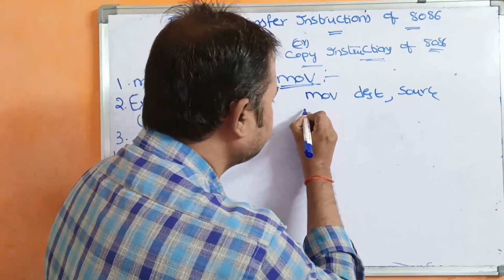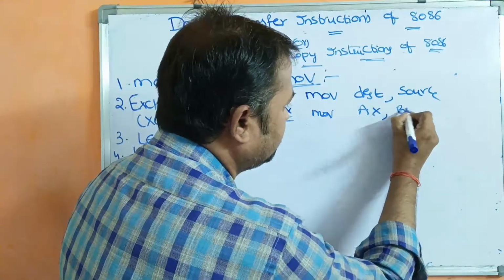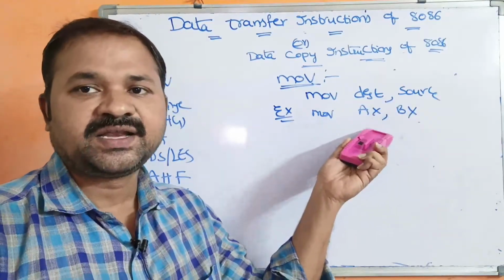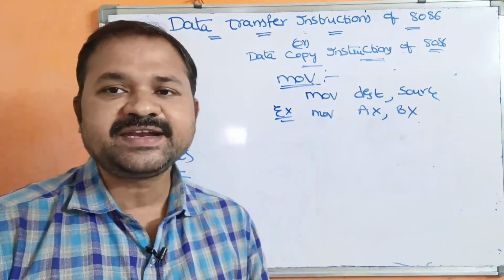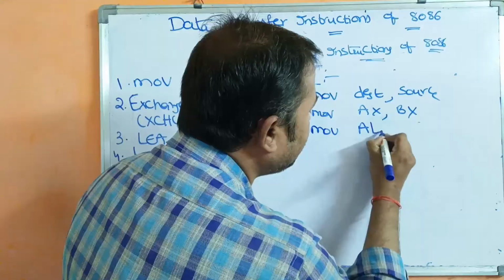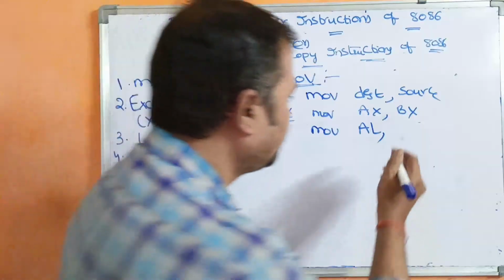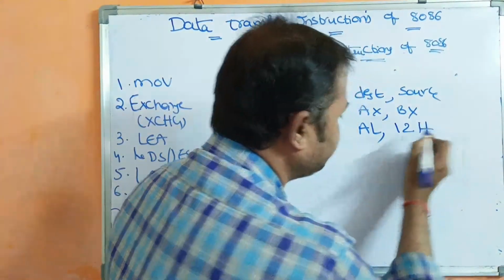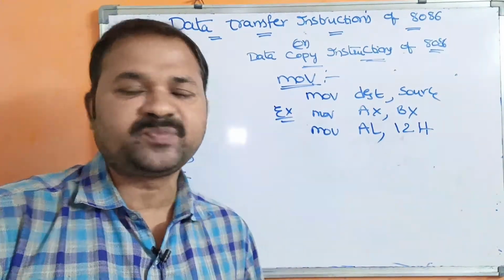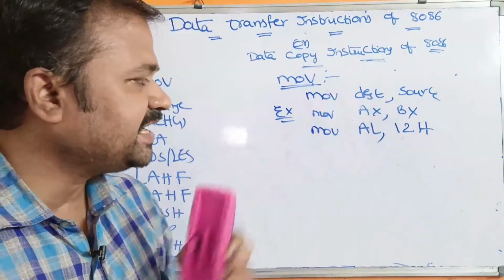Let us see some examples. MOV AX, BX. This instruction moves the contents of BX to AX. Now the AX register contains the contents of the BX register. Let us take one more example. MOV AL, 12H. AL means the size is how many bits? 8 bits only. This is a hexadecimal number, and each digit represents 4 bits. Whenever this instruction is executed, AL contains 12.